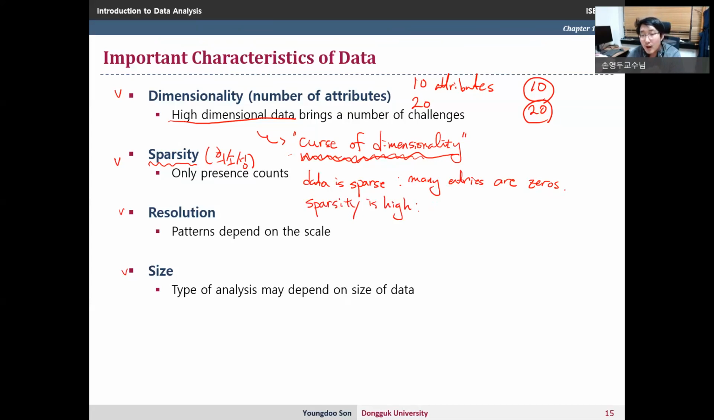many entries are actually the same. High means that more entries are zeros, and if the sparsity is low, it means that although it's sparse, there are some more non-zero elements in this data. Okay, so sparsity means how many elements are zeros in the dataset.